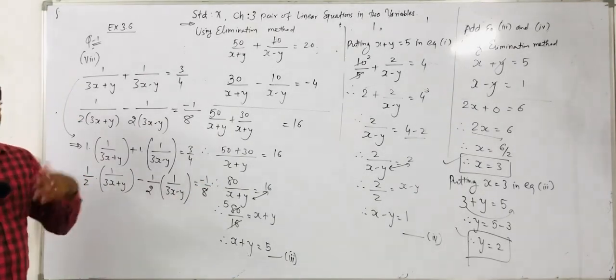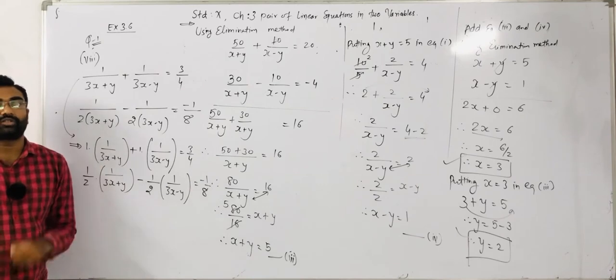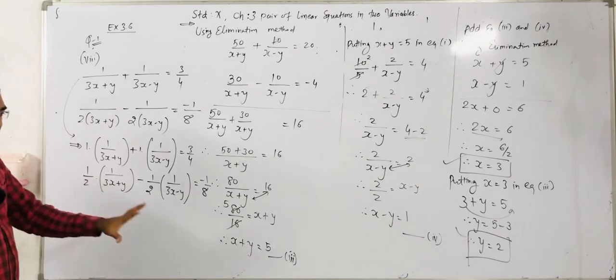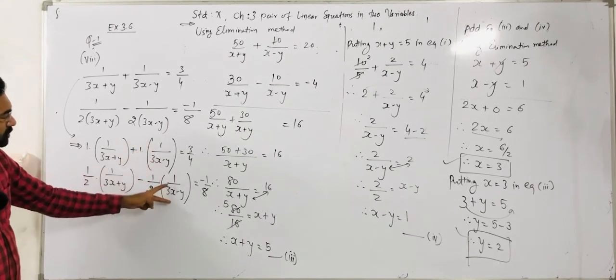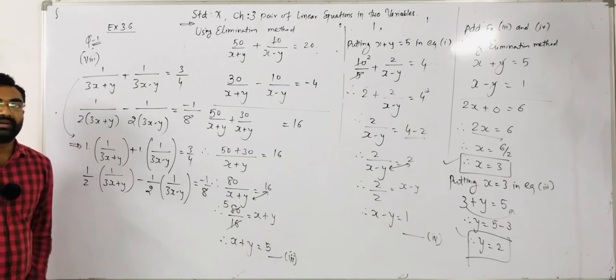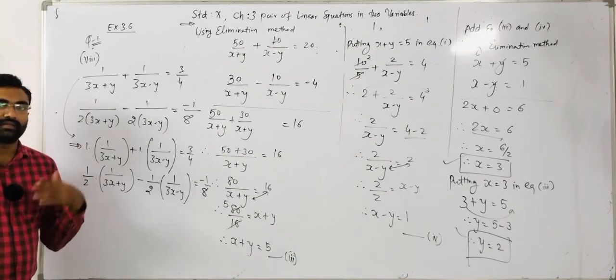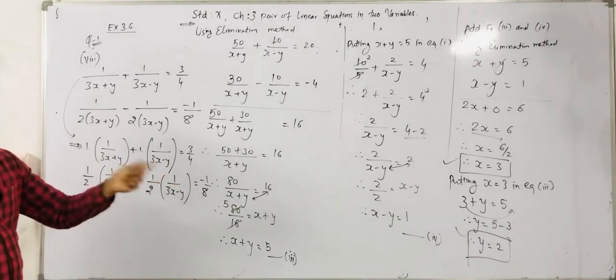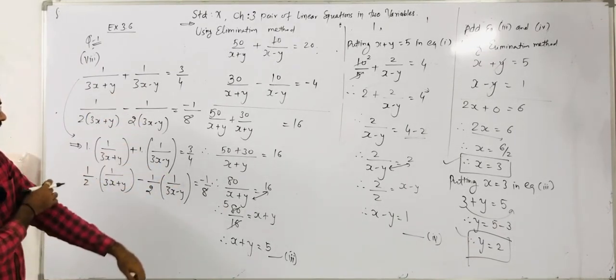If you want to go with the method of questions 1 to 6, then in that method you take 1 upon 3x plus y as the u variable and 1 upon 3x minus y as the v variable. Then apply the elimination or substitution method, find the u and v values, and so you get the x and y terms. Another pair of equations you have to solve for x and y.